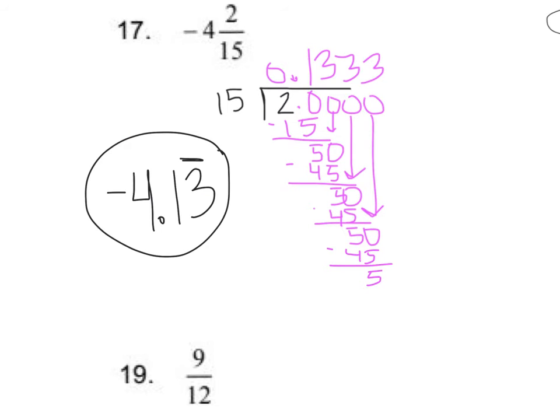All right, this is what you should have gotten for number 17. So we got 0.133333. The 3 keeps on repeating because we'll always have a remainder of 5. So when I wrote it with my bar notation, I did 0.13 with the bar over just the 3. And then you can't forget about our whole number in front. My whole number is -4. So -4.13 repeating.